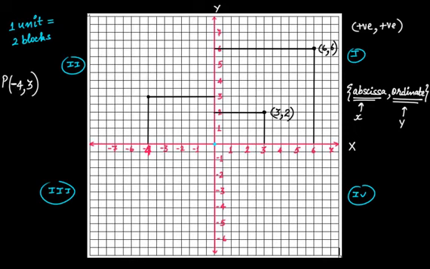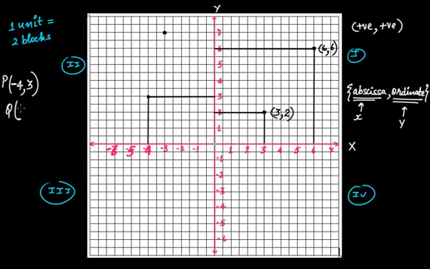So let's take one more number. If this is -5, and this is -6. Okay, now you have to tell this point. Let's say this is point Q.